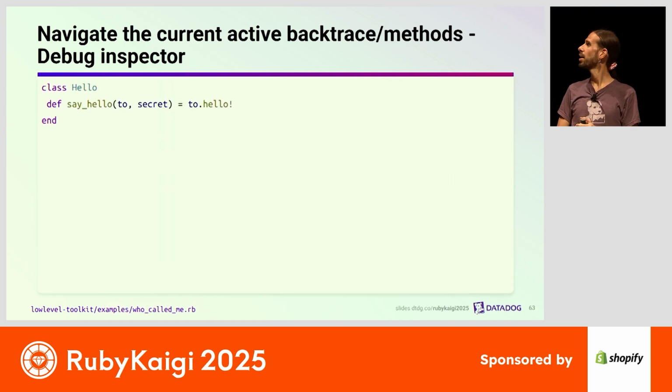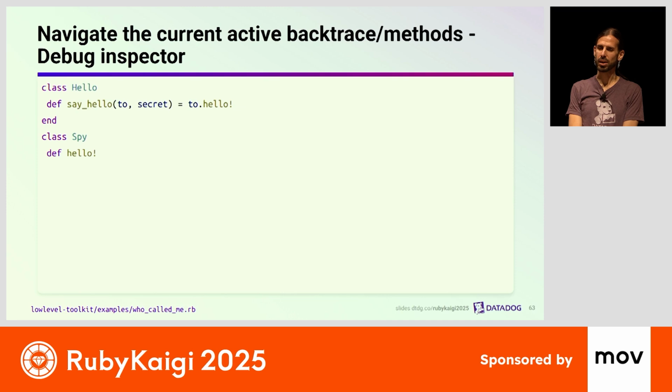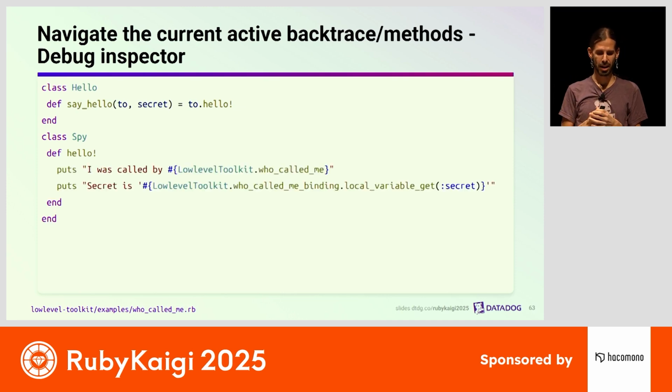Imagine you have this very simple hello class. When you call say hello, you pass it a to object, which hello will call hello on. And there's a secret. The secret is an argument, so it's just there. Nobody can see the secret. Then we create the spy object, and the spy object implements hello exclamation mark. It uses who called me and who called me binding to actually access the secret and see what object called it and what the value of the secret was.